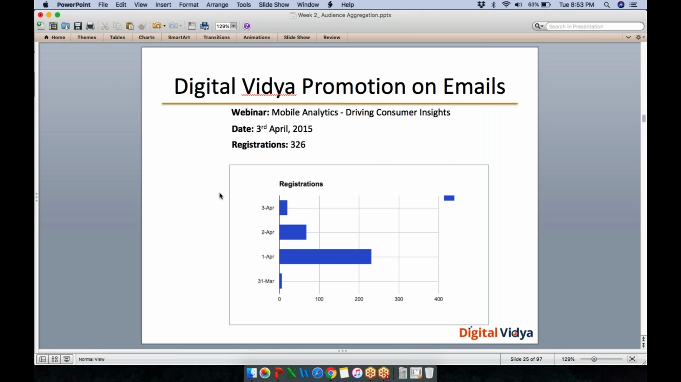Okay, so Amit, to get 326 registrations, if you were not to do it through audience aggregation, which means you don't have an existing database of emails or email subscribers, let's do the math. To get 326 people to register, how many people would have to visit that website page? 3,000. Okay. Your assumption is 10% conversion, Amit?